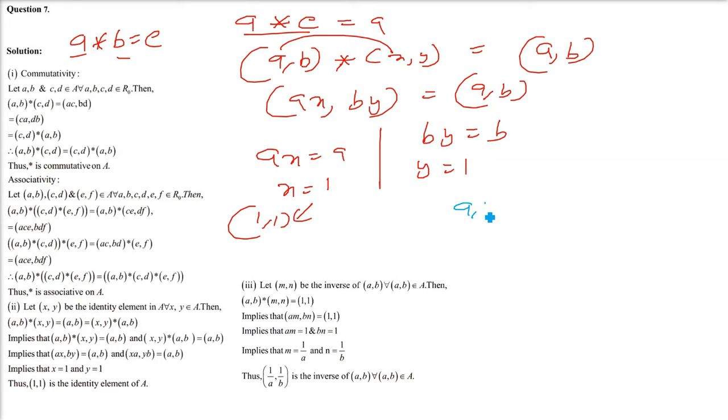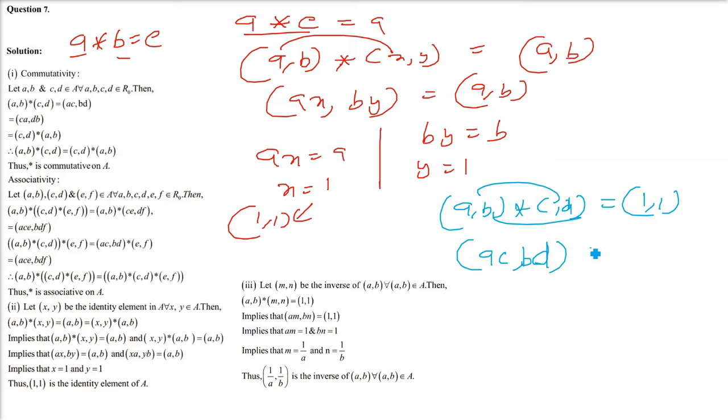So A comma B, in the place of B, let us say C D. So A comma B, C comma D, and we operate them, and what do we get? E. E is what? 1 and 1. So 1 comma 1 we take. So this is AC you get, and you get BD, and this is equal to 1 comma 1.